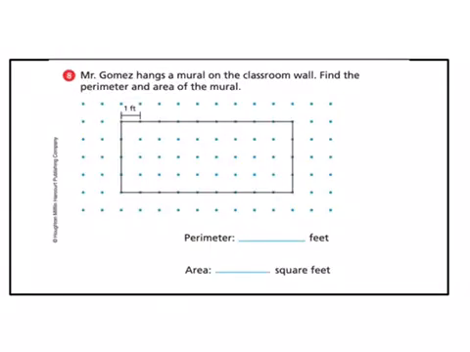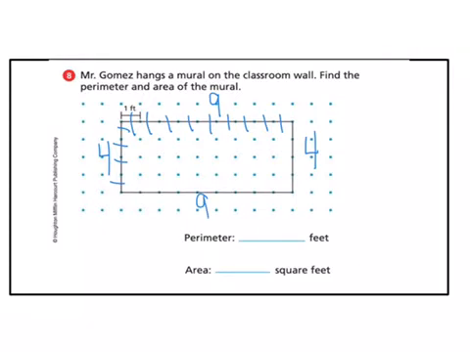Here's our next one. Mr. Gomez hangs a mural on the classroom wall. Find the perimeter and area of the mural. So when we're trying to find the perimeter, we count up all the sides. So 1, 2, 3, 4. If this side is 4, then this side also is 4. 1, 2, 3, 4, 5, 6, 7, 8, 9. This side is 9. This side is also 9.